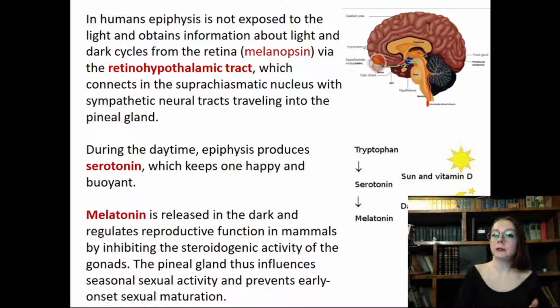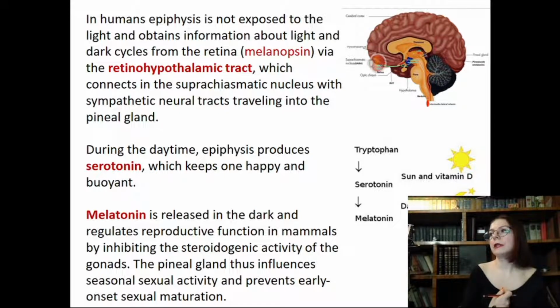Then, what about melatonin? Melatonin is produced at night. It is responsible for the imagination. That's why we are more afraid of something at night than at day, because of melatonin particularly. And what is more important for you as future doctors, melatonin regulates reproductive function, inhibiting the steroidogenic activity. So melatonin and the pineal gland in humans prevent early onset of sexual maturation. In children, the pineal gland prevents premature sexual maturation. So in case the pineal gland is destroyed, sexual maturation might occur before the term, before puberty.